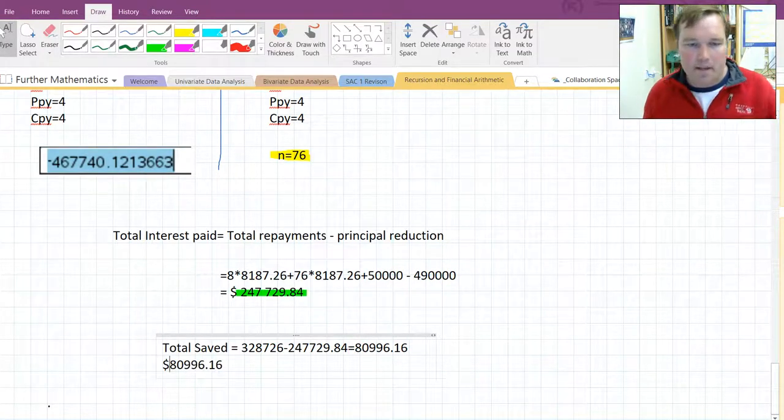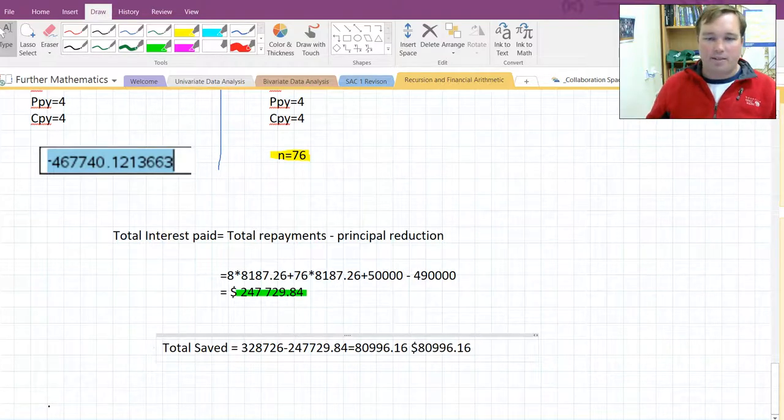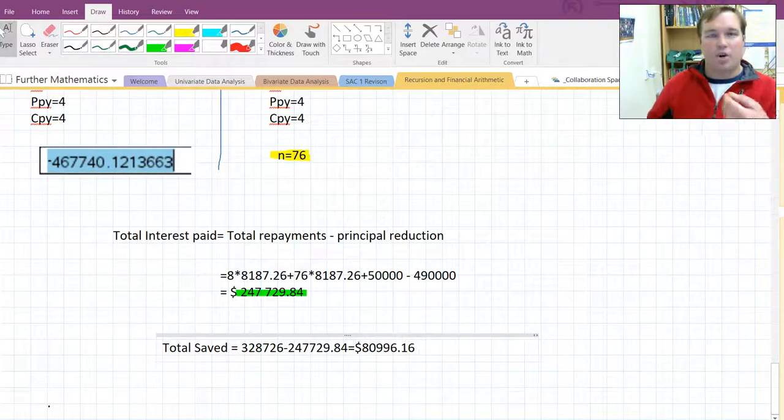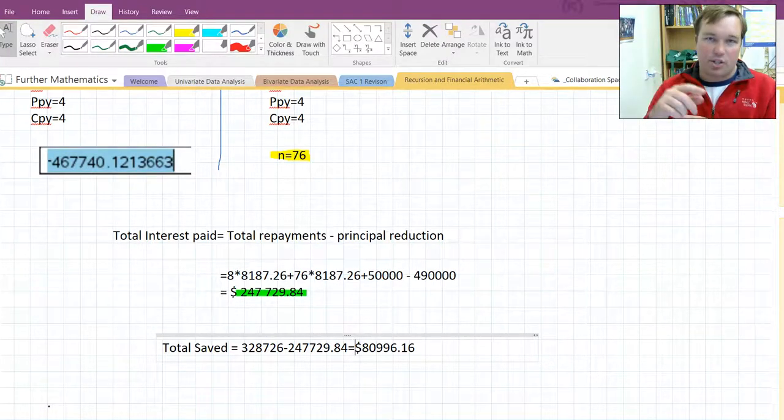So they were given a $50,000 inheritance. And what's happened is they've paid off the loan, and because interest has not been charged on that 50,000 portion over all those years, instead of saving just 50 grand off the loan, they ended up saving, well, 81,000.